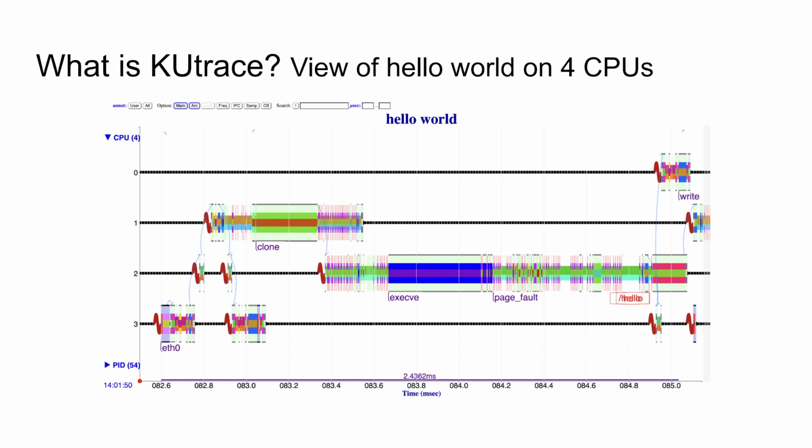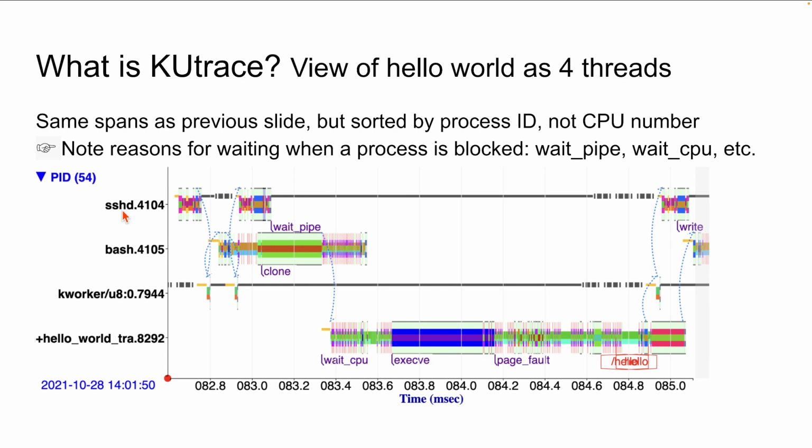Now this is sorted by CPU number 0 through 3. You can also sort by process ID number. And in the process display, you get to see here's the SSH daemon process. It's running and then waiting, running and then waiting. The first bash process, the second bash process is down here, kernel workers here. For each process on the process display, when it's not executing, the post-processing shows what it's waiting for. So in this case, the SSH daemon is waiting for a byte to come across a pipe from the kernel worker thread, which wakes it up and then it runs.